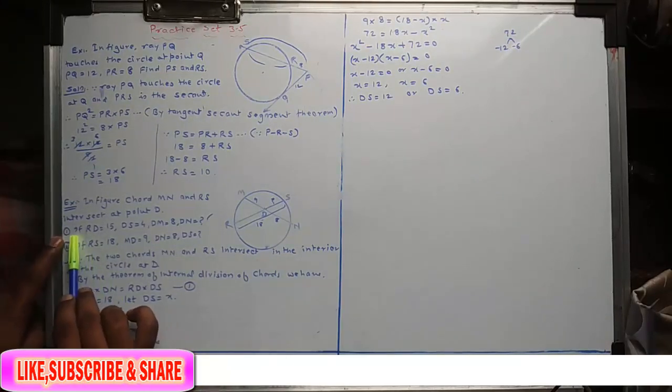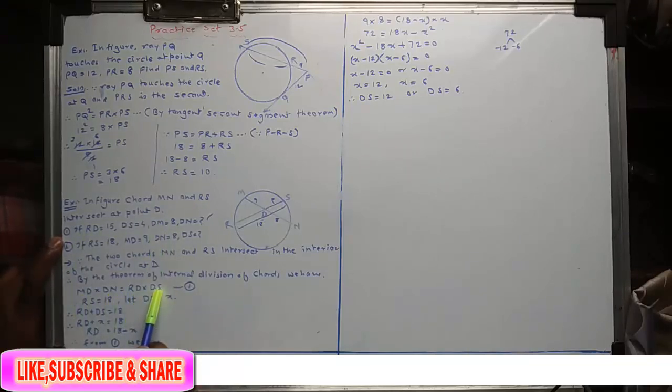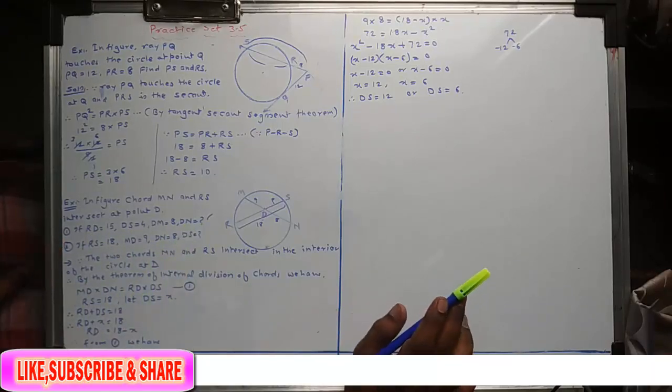Same example, the first one has to be solved in the same way, the same equation will come, MD into DN is equal to RD into DS, just substitute the values and find DN, very simple.